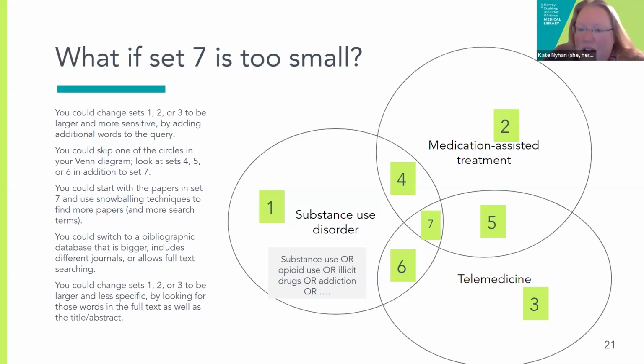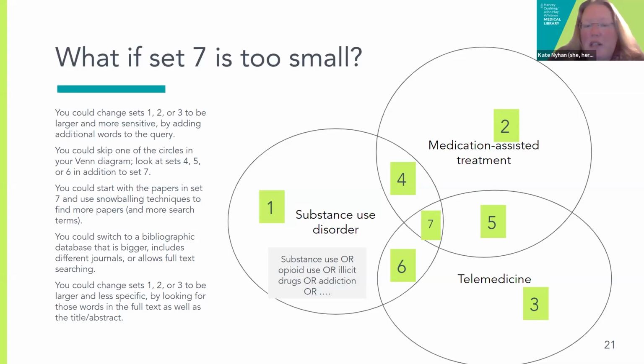You could start with reading the papers that are in set 7, even though it's very small, and you can use snowballing techniques, which we'll discuss soon, to try and find additional papers. Or maybe when you're reading the papers in set 7, you'll find some additional terminology that you want to go back and add to set 1 or set 2 or set 3 queries. And then you can make those queries larger and get a bigger result set.